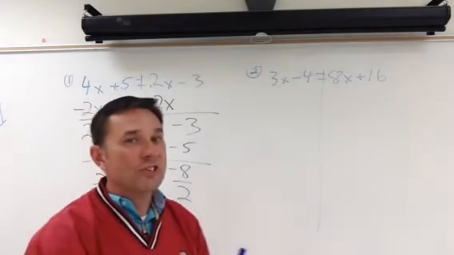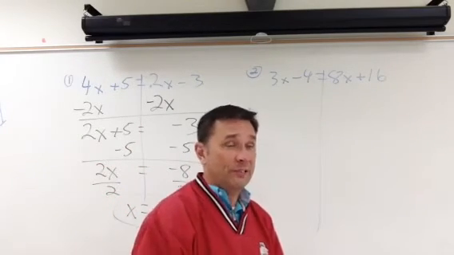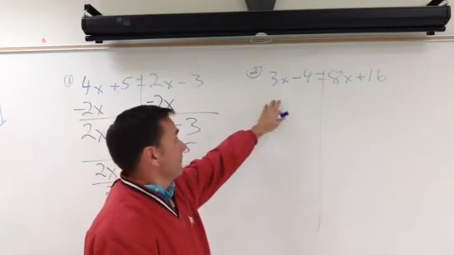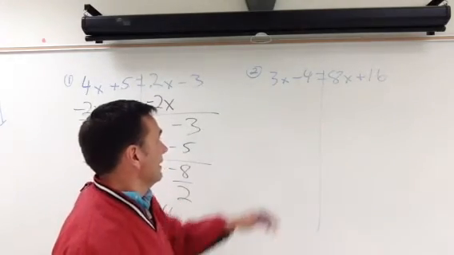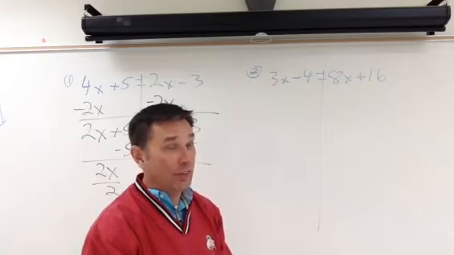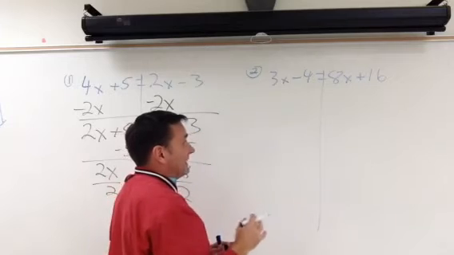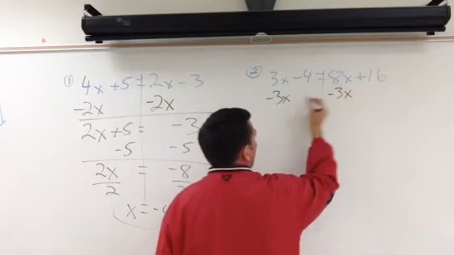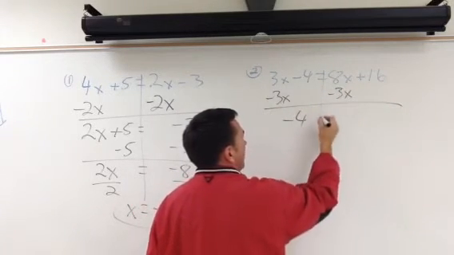Now it doesn't matter which side we take the variables to. It's either the left or the right. It's your choice, whatever you think is easy. On this problem, I'm going to actually add a negative 3x to both sides. That's a smaller number, and I actually prefer to divide by positive numbers rather than negative. We could add negative 8x to both sides, but in this case, I'm going to add a negative 3x to both sides first. I can now bring down my negative 4.